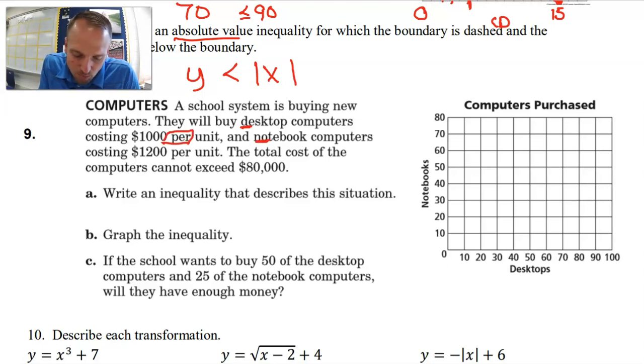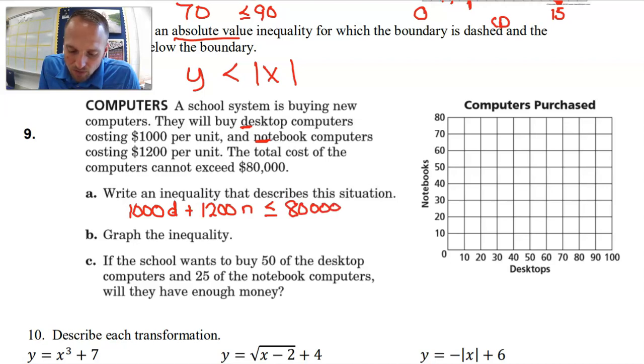Okay, so I see per right here. Remember, every and per mean to multiply. So I'm going to have 1,000 times D, $1,000 per desktop, plus $1,200 per notebook, and it cannot exceed. That means it's got to be less than or equal to 80,000. If it can't exceed, it could be less than 80,000. It could also be equal, but it can't be more.